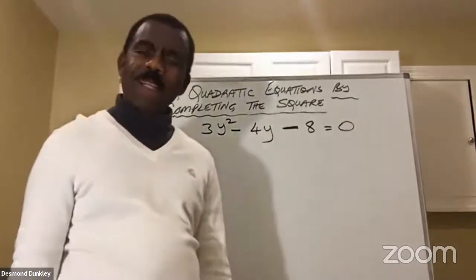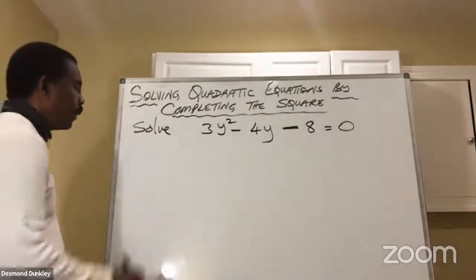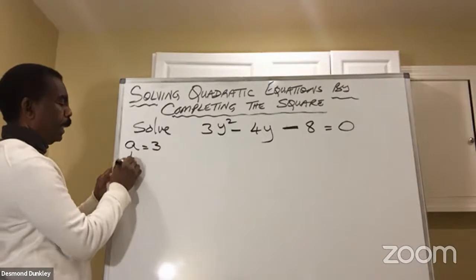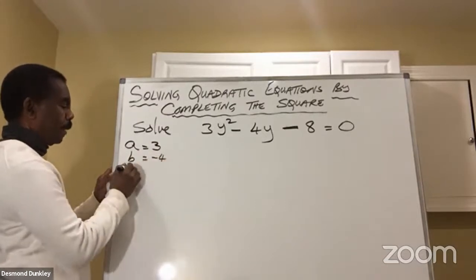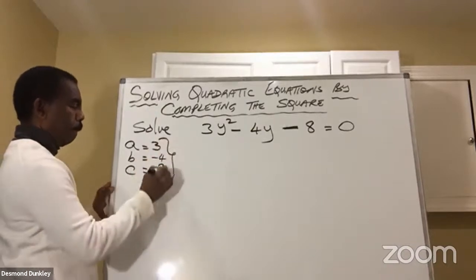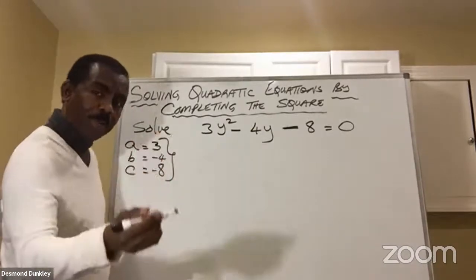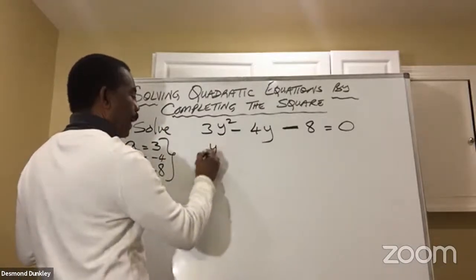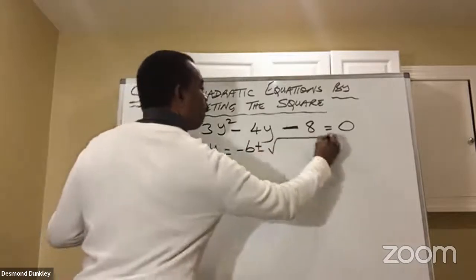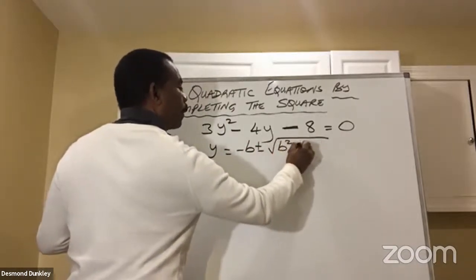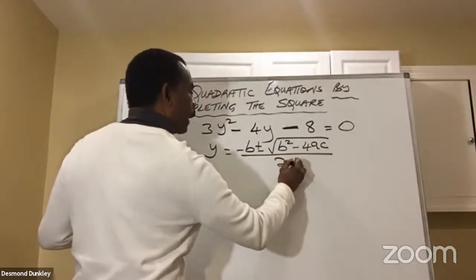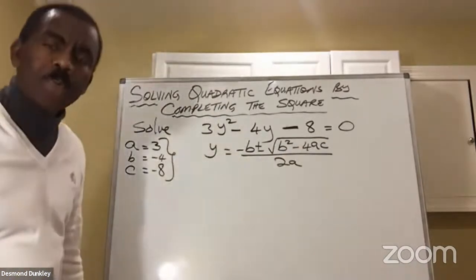This is really ugly, okay? Let's go. So a is equal to 3, b is equal to negative 4, c is equal to negative 8. The quadratic formula says y is equal to minus b plus or minus the square root of b squared minus 4ac, all over 2 times a. That is the quadratic formula.